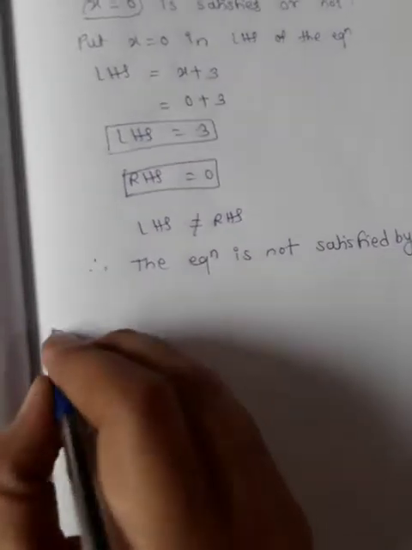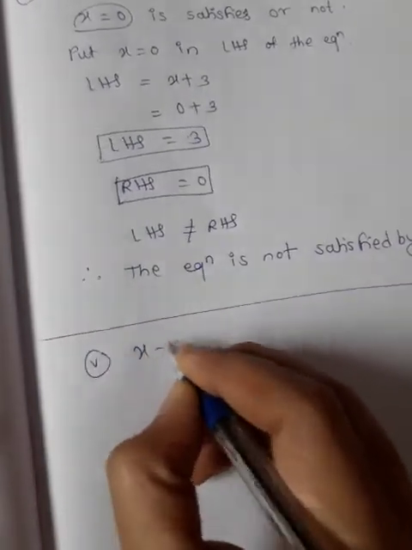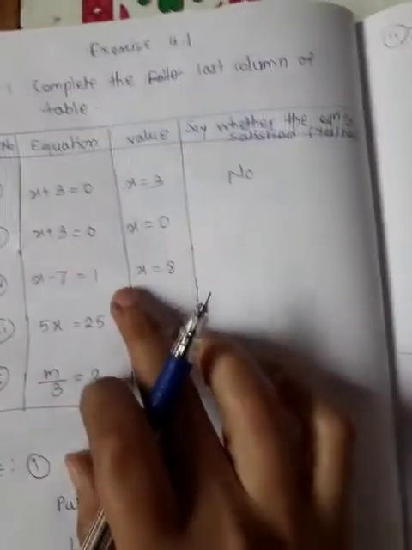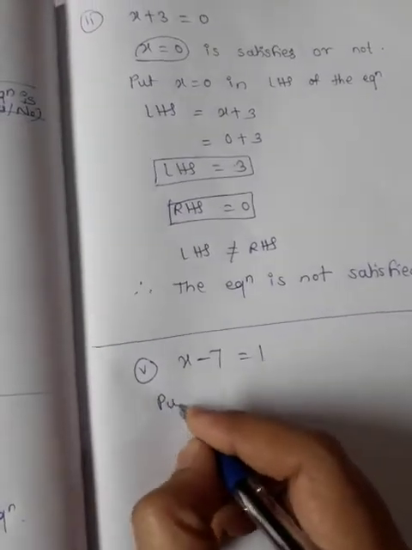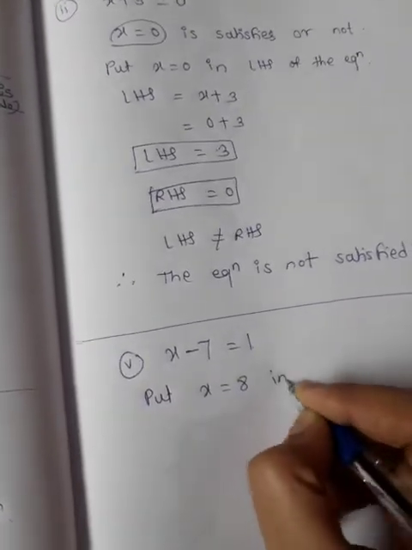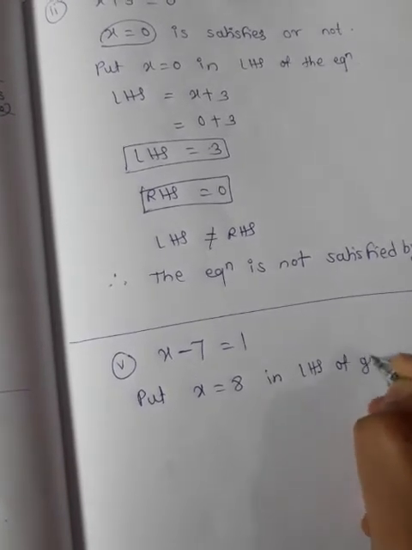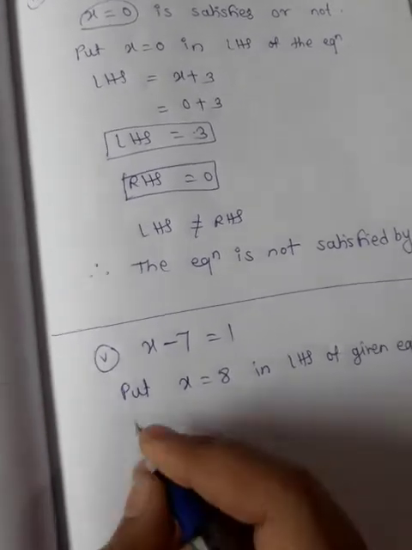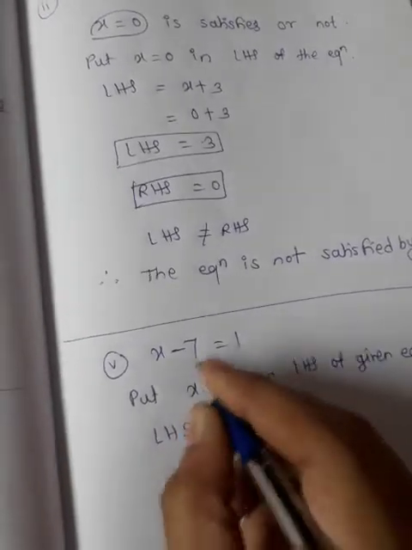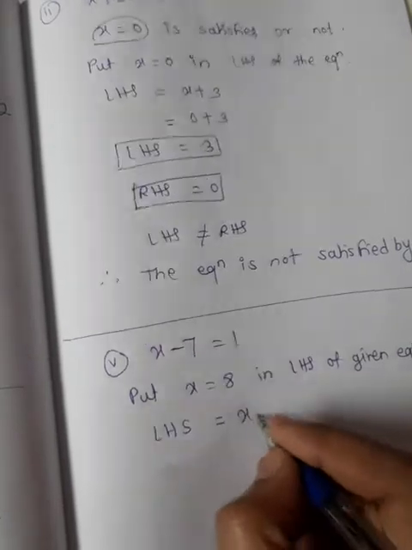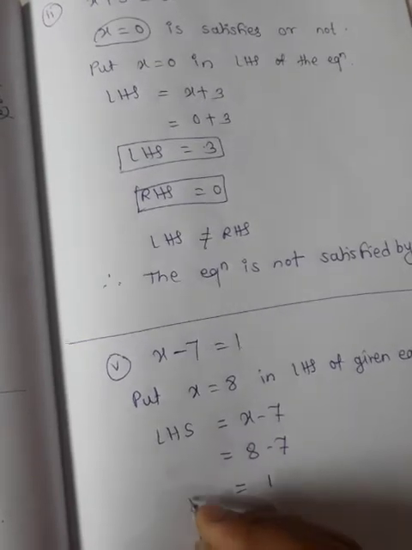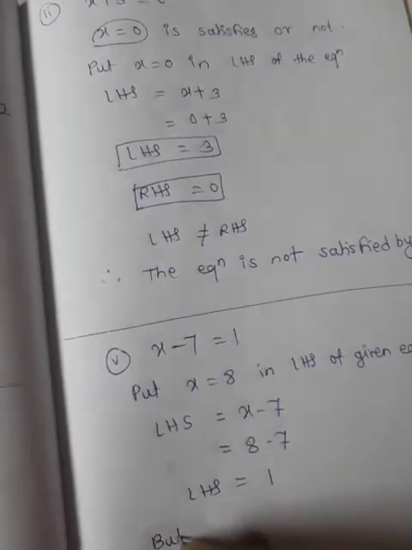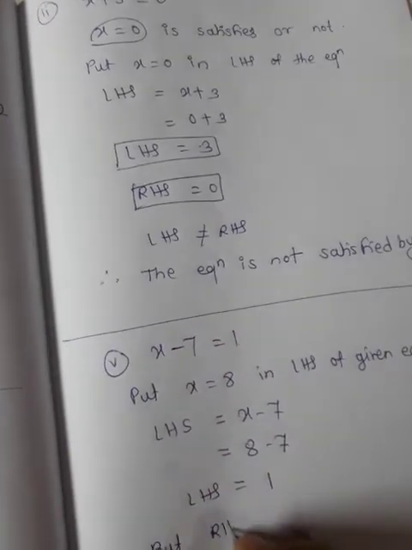Okay, now let's check the fifth one. What is the fifth equation? The fifth equation is x minus 7 is equal to 1, and we have to check whether x is equal to 8 satisfies the given equation or not. So to check that, put x is equal to 8 in the LHS of the given equation. What will we get? What is the LHS of this equation? LHS is x minus 7. If we put the value of x in that LHS, we get the value of LHS as 1. But what is the value of RHS? The value of RHS is also 1.